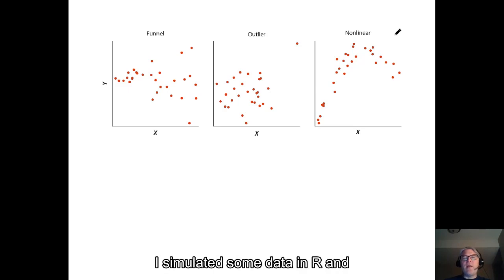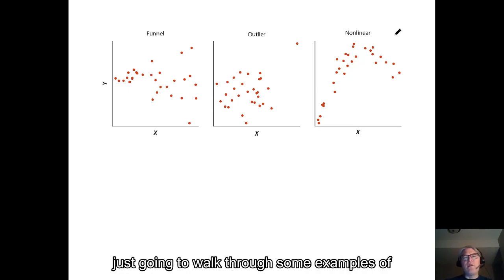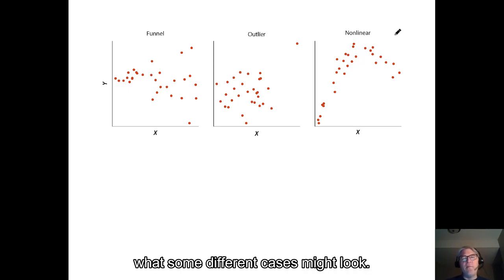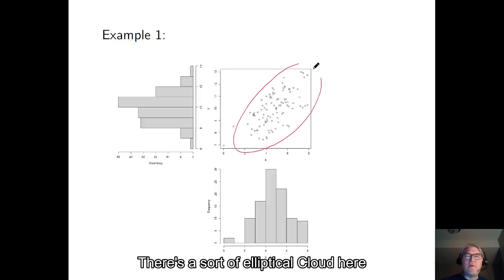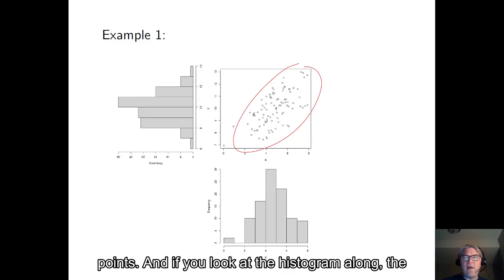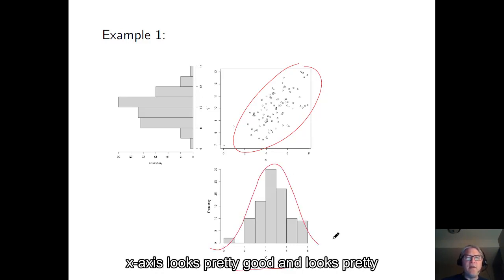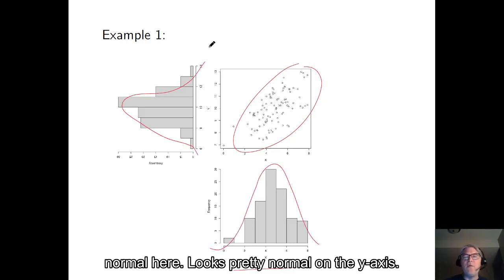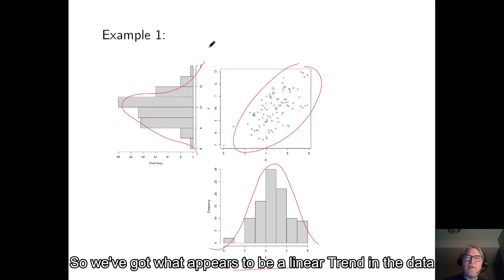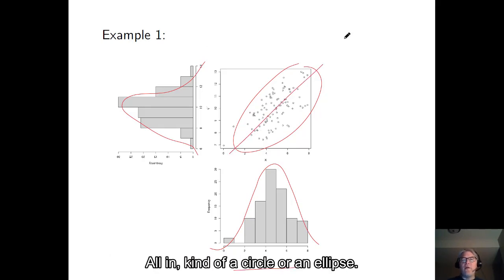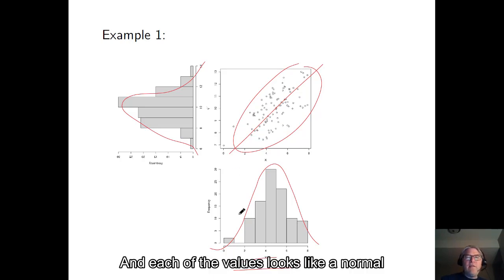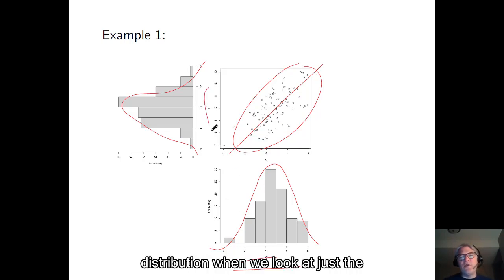So I simulated some data in R and I'm just going to walk through some examples of what some different cases might look like. Here's a case where everything looks nice. There's a sort of elliptical cloud here of points, and if you look at the histogram along the x-axis, it looks pretty normal, and it looks pretty normal on the y-axis. So we've got what appears to be a linear trend in the data. The data points fall in kind of a circle or an ellipse, and each of the values looks like a normal distribution when we look at just the value by itself. So we should be good to use a correlation there.